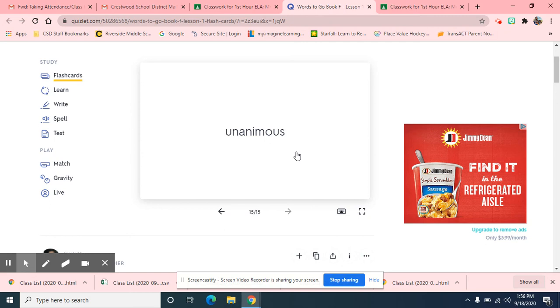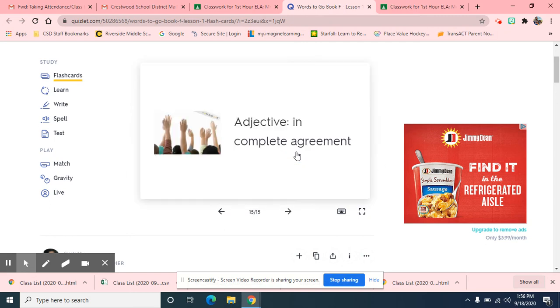Unanimous is when everyone agrees on the same thing. So, in complete agreement, the whole class unanimously agreed on playing a game today. Okay, so that is called unanimous.